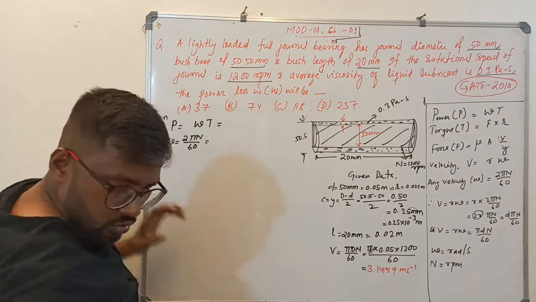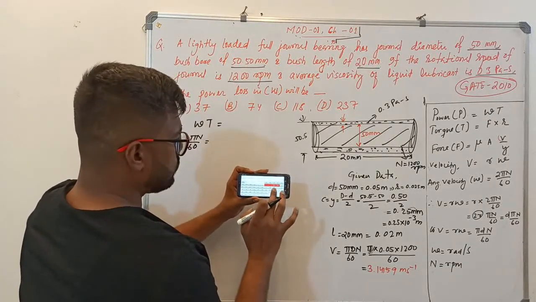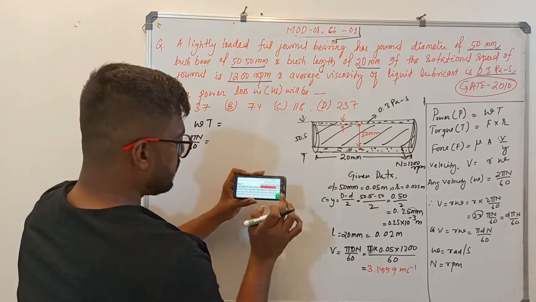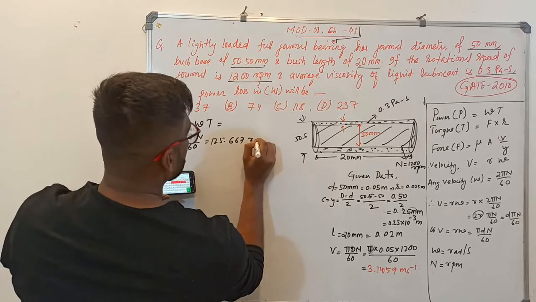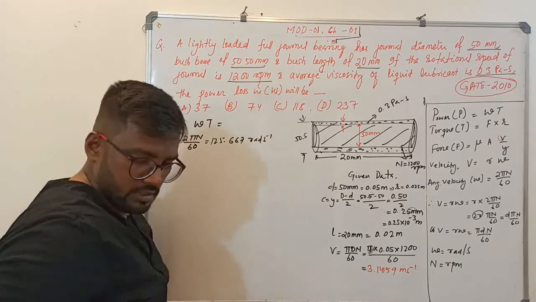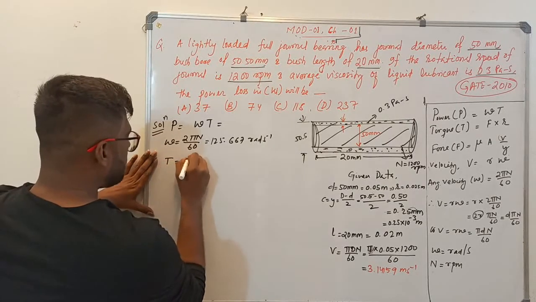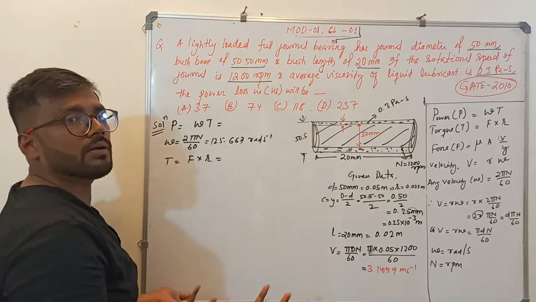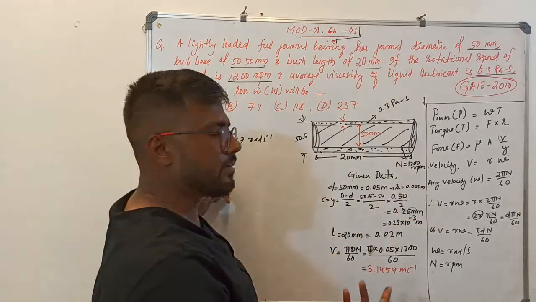Okay. So 2 into pi into N by 60. Calculate. So merely you are getting 125.667 radian per second. Now sir, how to calculate T? T is equal to F into R. Sir, do you know F? No sir, we don't know F. We have to calculate it. Do you know R? Yes sir, R we know. R is 0.025 meter.